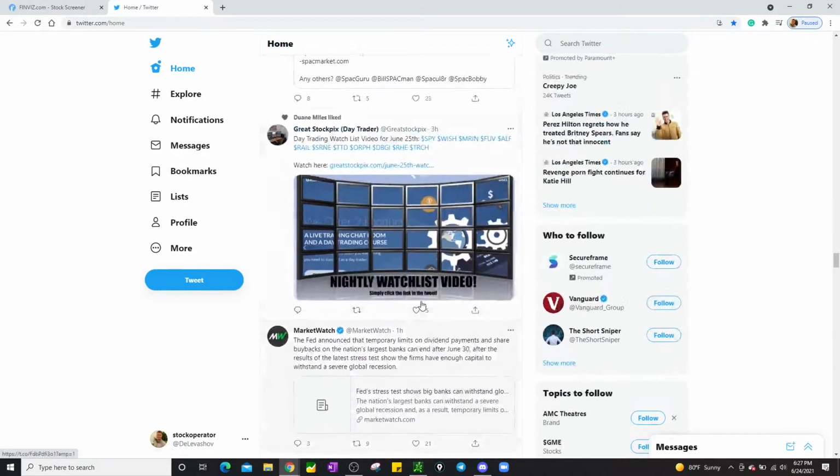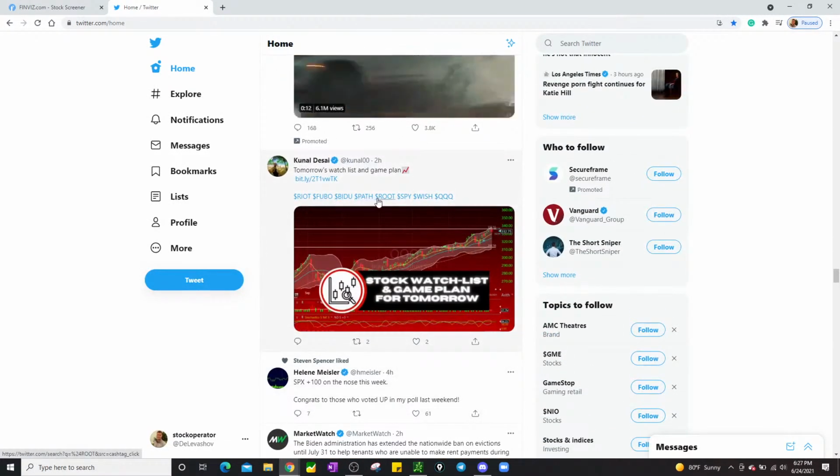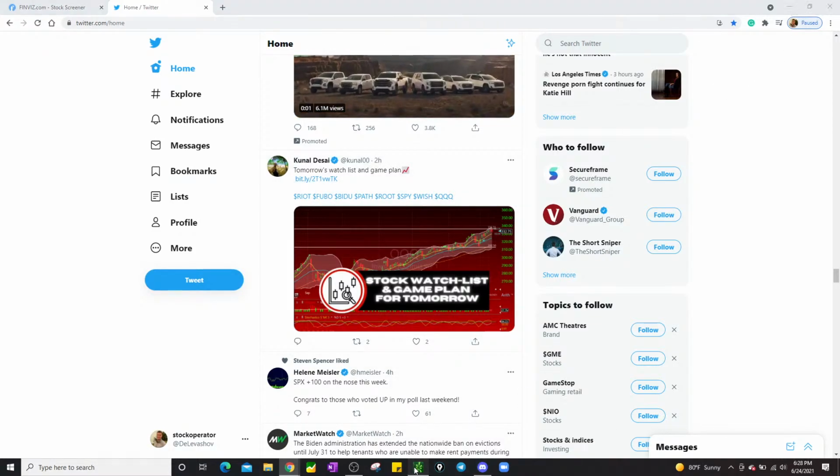So as you can see, we already went through the scanner. It took us 30 minutes. So Riot, Fuba, Baidu, Path, Root. Oh, Root. Somebody's watching Root. You see? Good, because we found Root too. So Riot, Fuba, Baidu, Path. Let's look at those names.